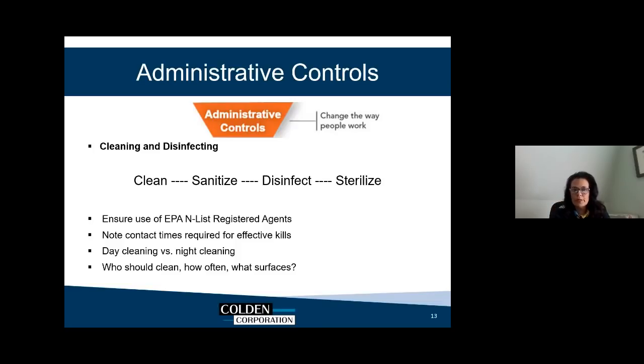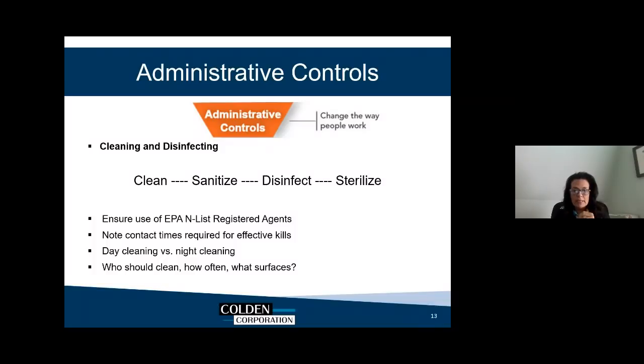For sure, we recommend you use EPA N-listed registered agents. You just type in EPA N-list and it'll search products. There's a little search button. You can put in the products that you've got and make sure they're listed. And if not, you need to find something that's listed. If you're getting back to absolute basics, a very dilute bleach solution made up fresh approximately every other day will be just fine too.